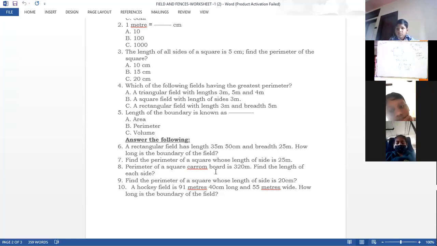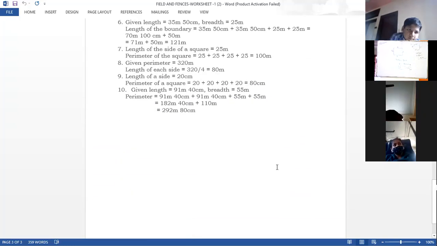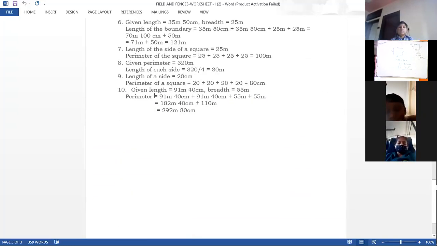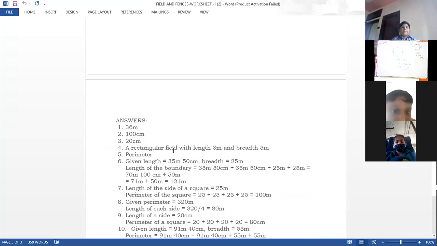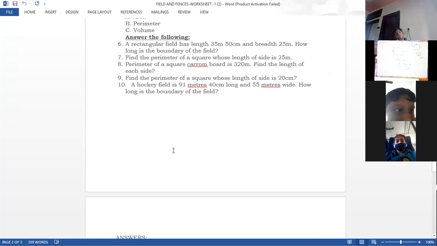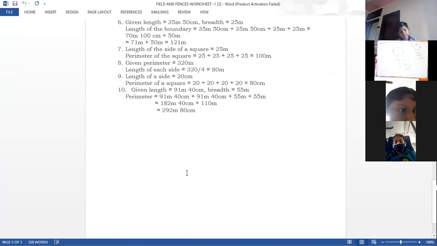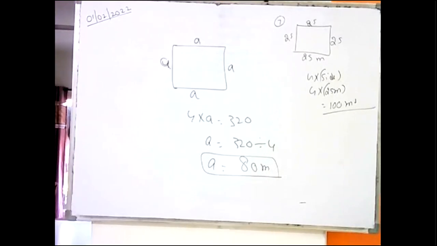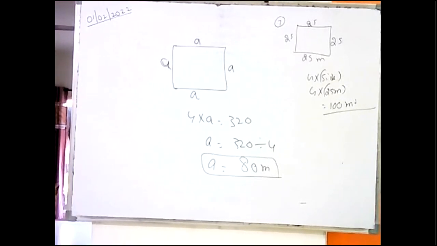So that's all for today's class. This worksheet I have already shared with answers. With answers and explanation, everything is here. I will share this after the class. Please copy this. Those who have not completed it, please do; those who have already done it, fine.